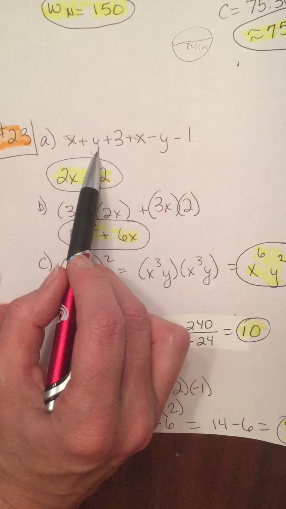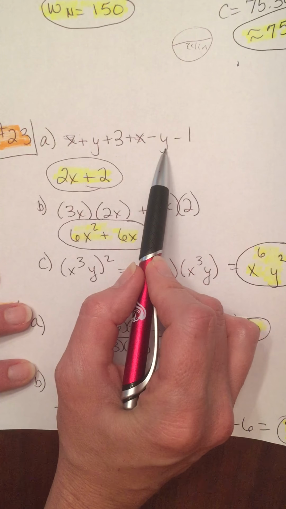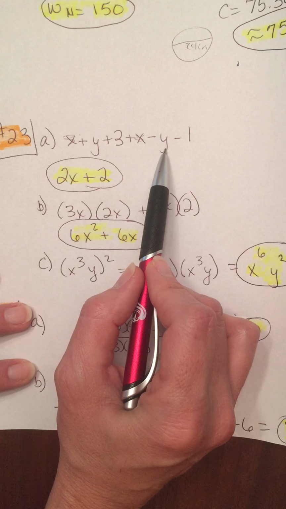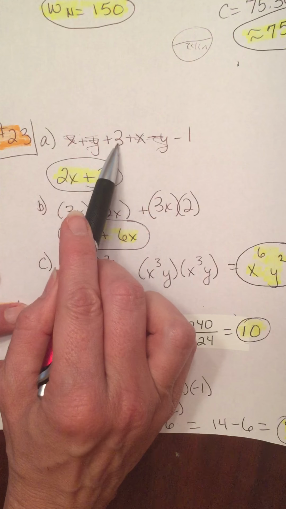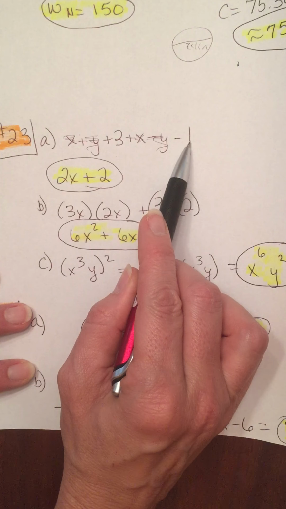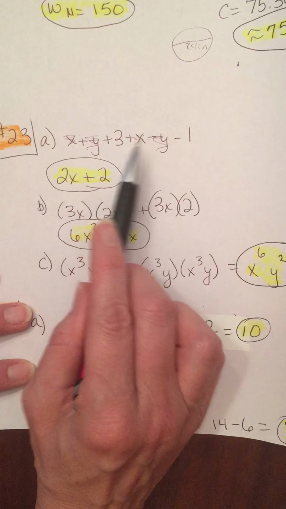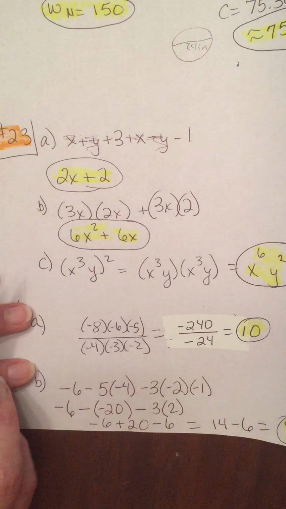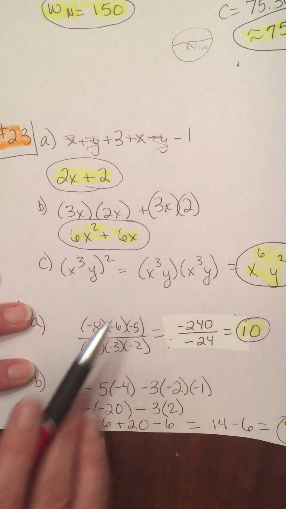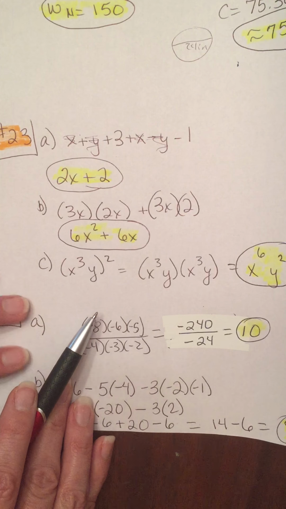Then I have a positive y and a negative y. Okay, if I have plus 1y minus 1y, I have 0 y's. I don't have any more y's, so they're gone. Then I have a positive 3 and a negative 1. Opposites subtract. 3 minus 1 is 2. Keep the sign of the bigger one. Positive 2. So 2x plus 2 combines everything in letter A.